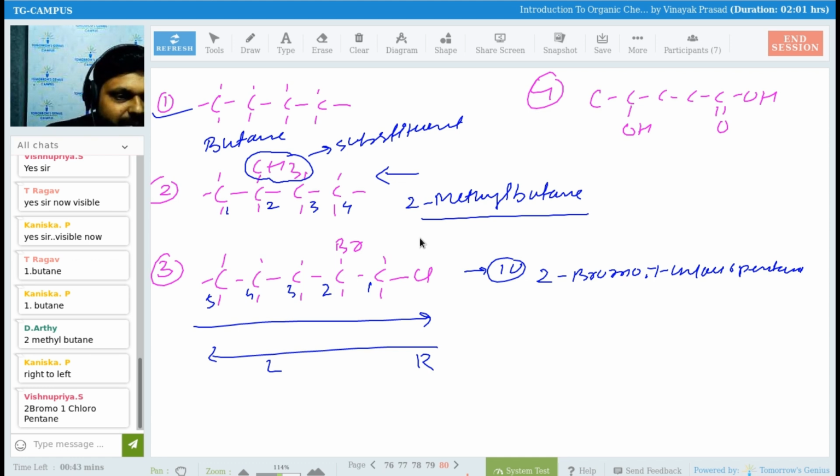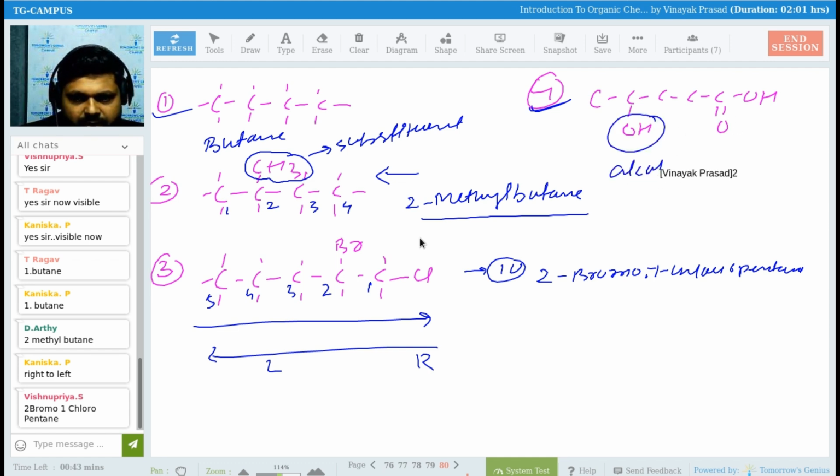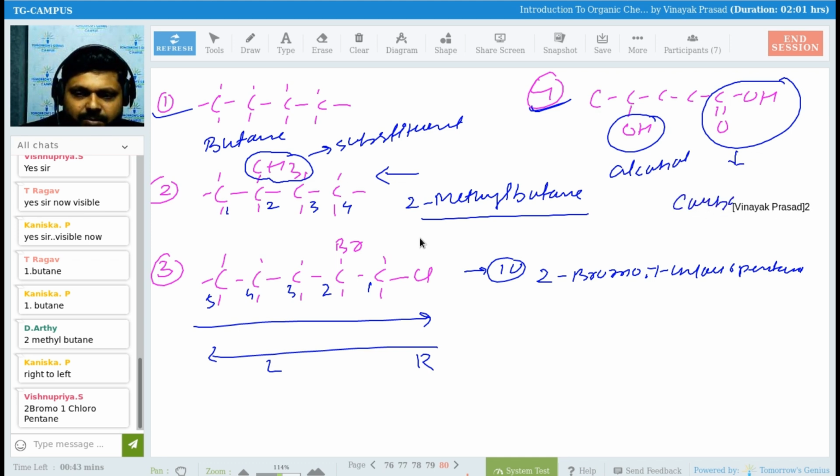See guys, single bond is between carbon and carbon, so pentane. If there is any double bond, we have to specify the position of the double bond and we will be writing E. Now, what about this question number 4? What will be the name for this? See, here there are two functional groups. One is alcohol, and this part is carboxylic acid.